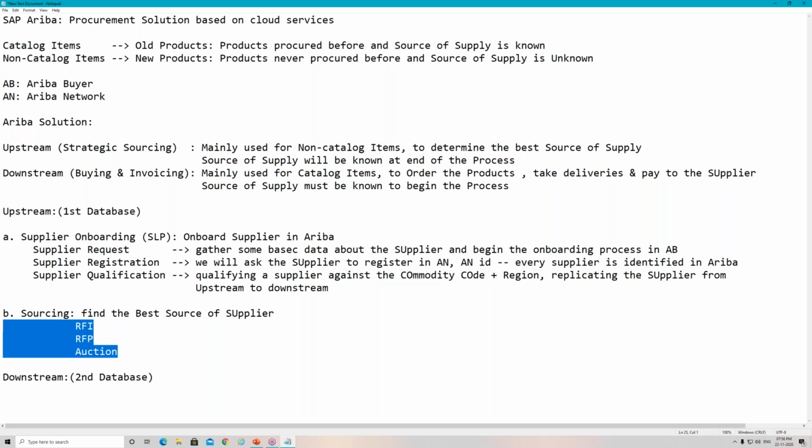RFI stands for request for information, RFP basically means request for proposal. RFI means you ask for technical information, no price information. RFP means you ask for price and quality related information. Exactly. So how will we do this process? I will explain in a very simple way.